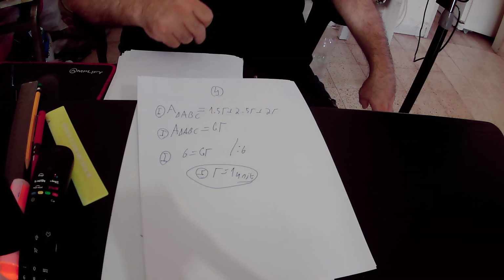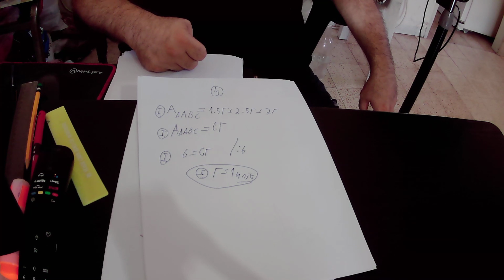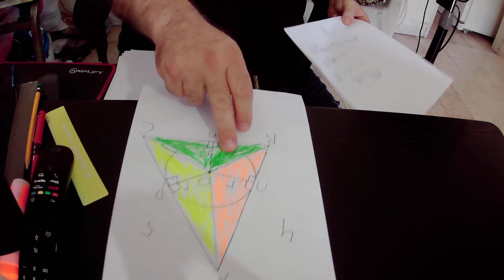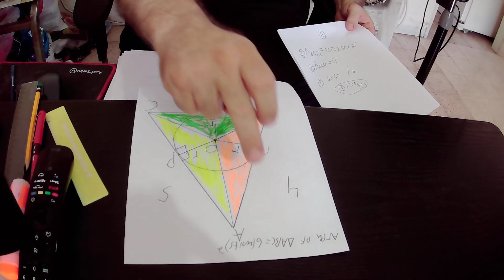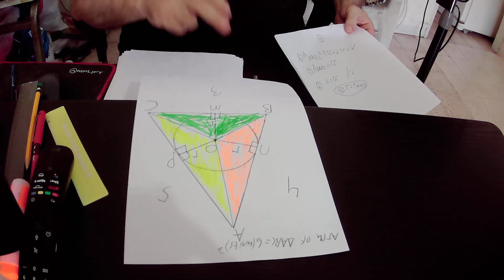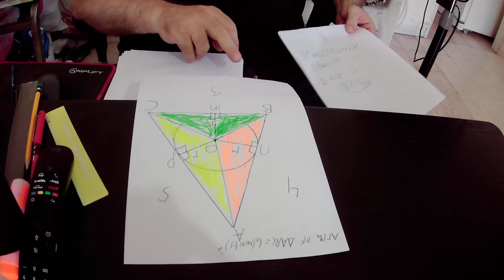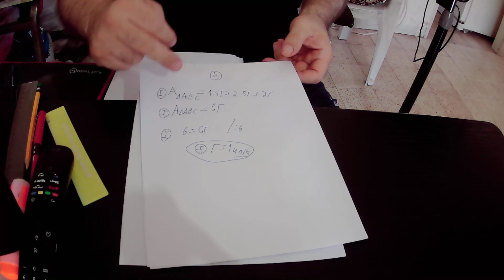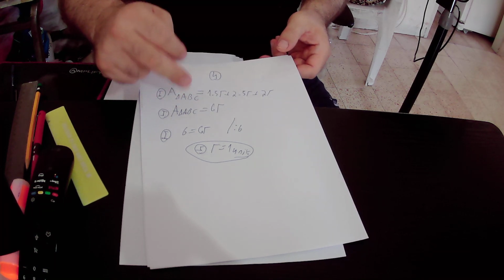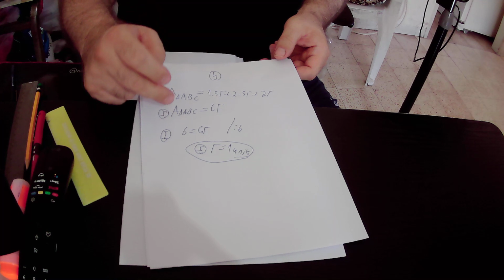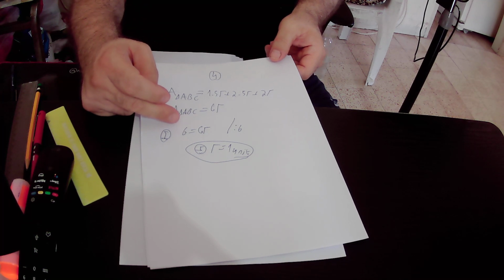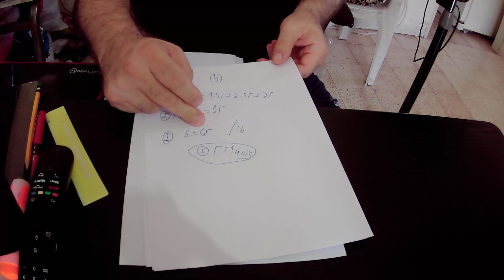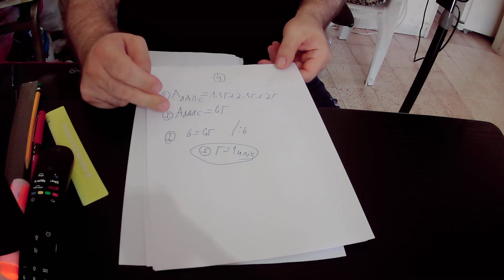But we already know that the area of triangle ABC is 6 units. It is given in the question. The area of triangle ABC equals 6 units squared. So we can substitute the area of triangle ABC by 6, and we got that 6 equals 6 times the radius of the circle.